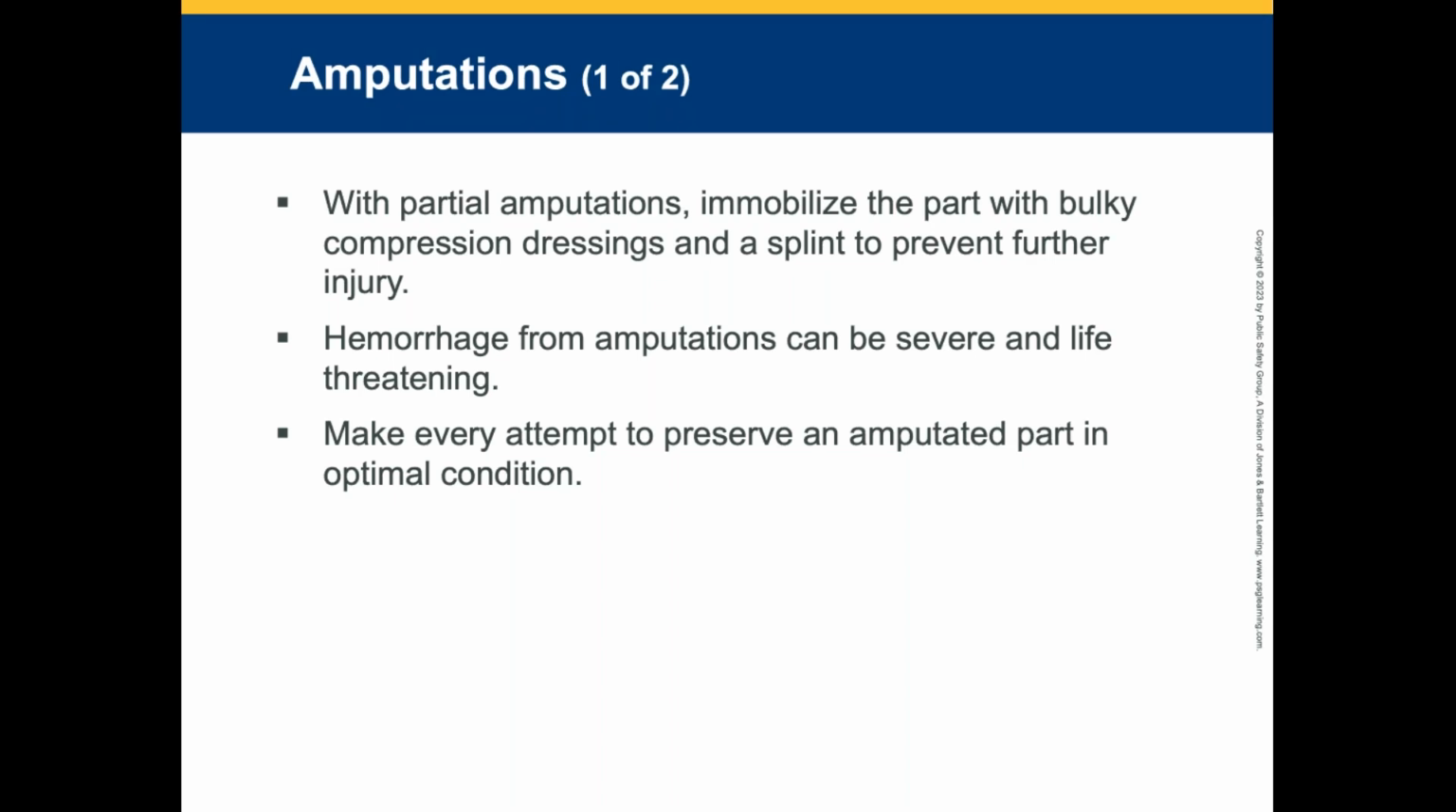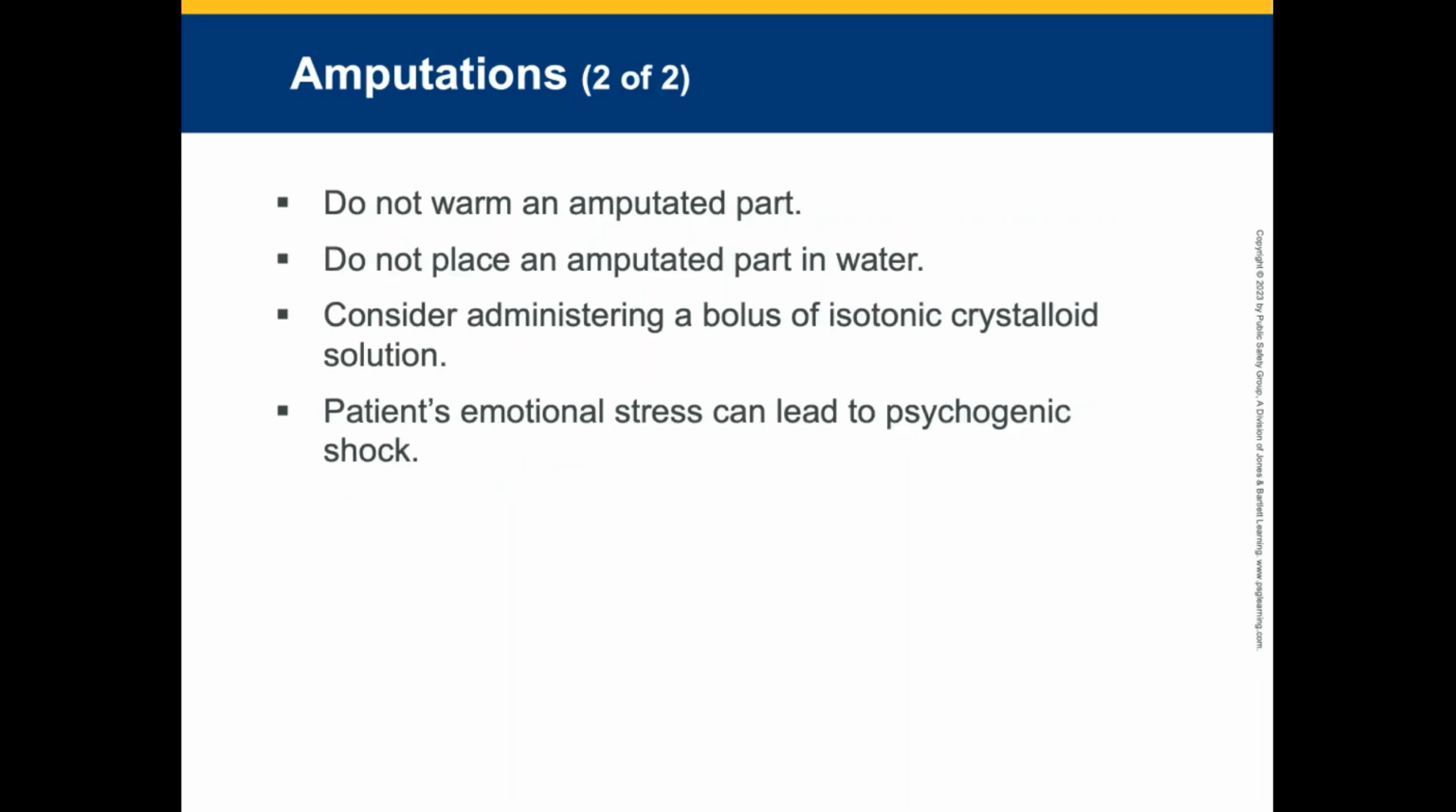If it's a complete amputation, follow local protocols, preserve the amputated parts, get them on ice. All right. And obviously wrap them first before they go on ice. Never warm an amputated part, and do not place an amputated part in water. All right, they're not flotation devices. So again, keep them on ice, cool, so we can preserve the nerves and whatnot as well. Provide rapid transport to the appropriate facility.